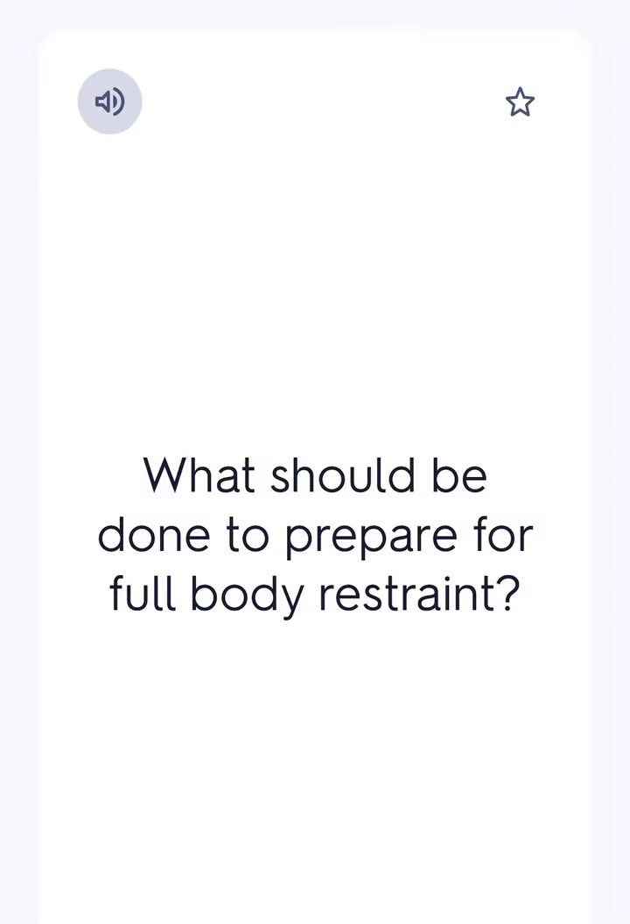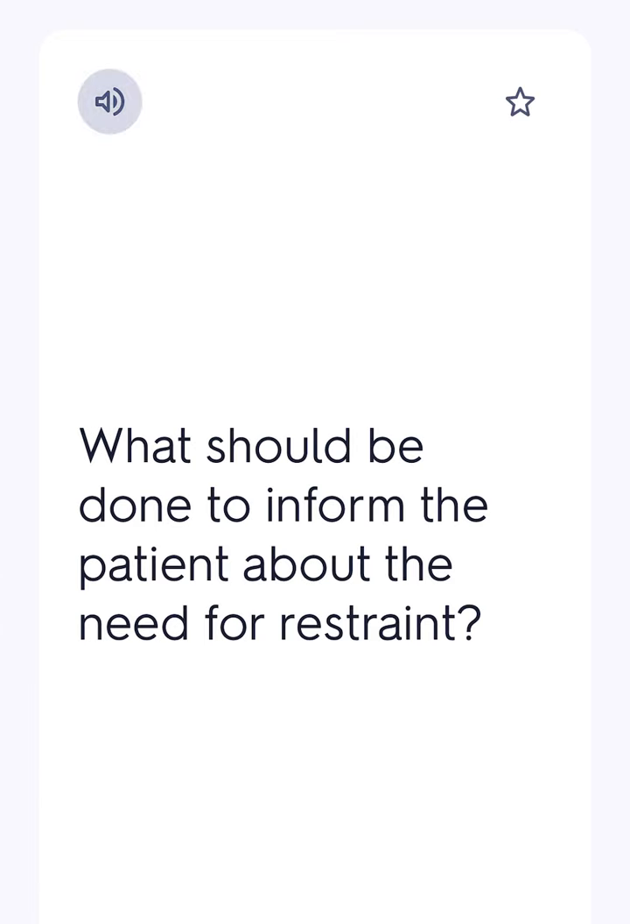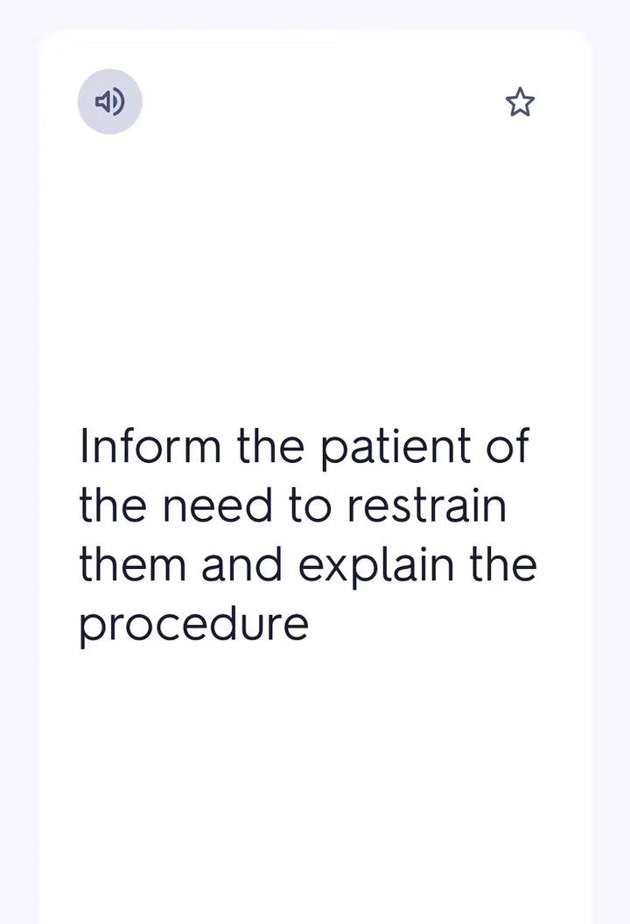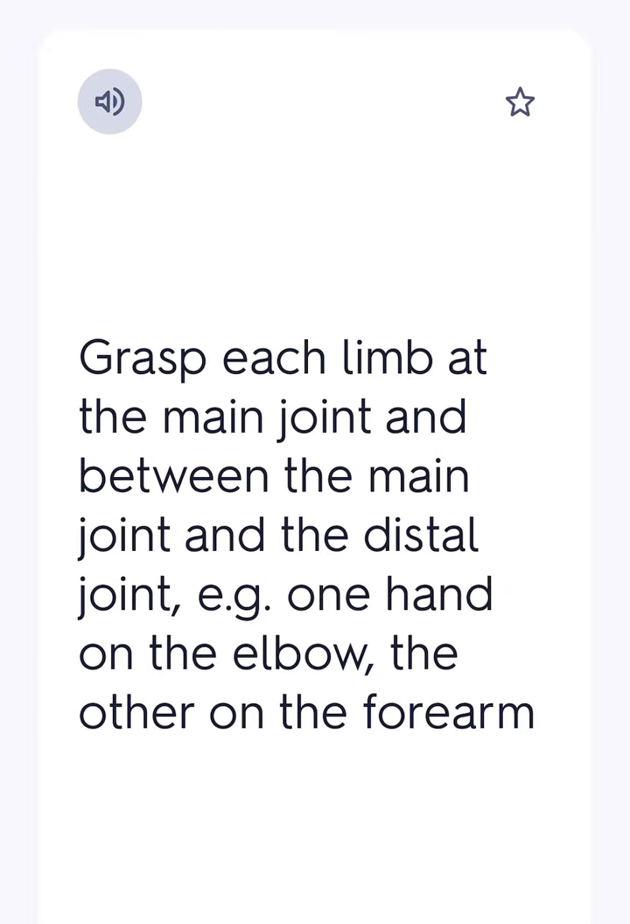What should be done to prepare for full body restraint? Prepare all equipment in advance. What should be done to inform the patient about the need for restraint? Inform the patient of the need to restrain them and explain the procedure. How should the patient's limbs and head be immobilized during full body restraint? Grasp each limb at the main joint and between the main joint and the distal joint, for example one hand on the elbow, the other on the forearm.